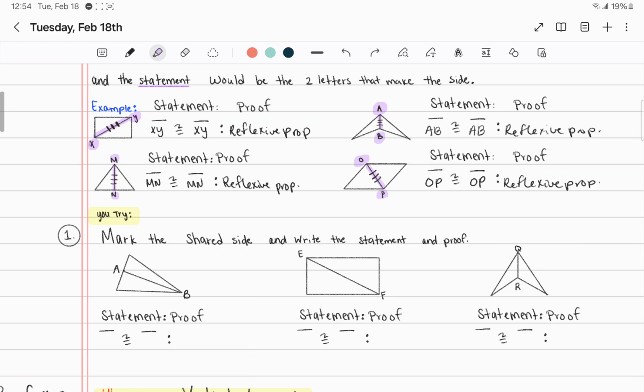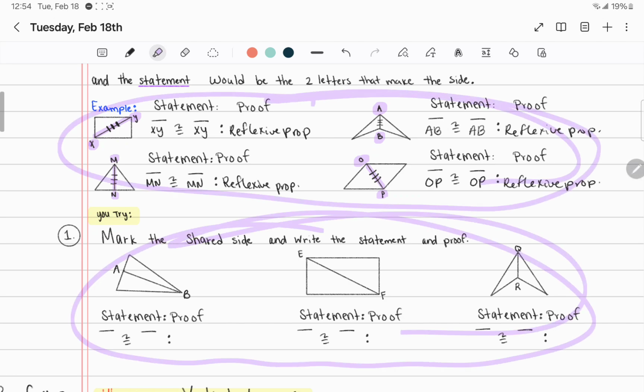Mark the shared side, and then write the 2 letters that make up the side over here and the proof statement over here, like I just did. Go ahead and do those. Pause the video if you can. If not, I'm moving on. You guys can do those in a little bit. Make sure these parts are filled out. This is a part of your grade. This is your turn.